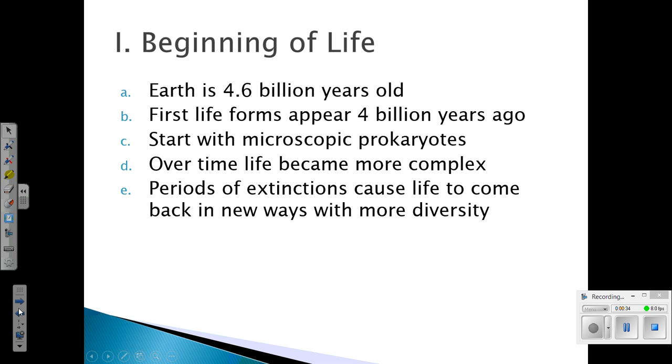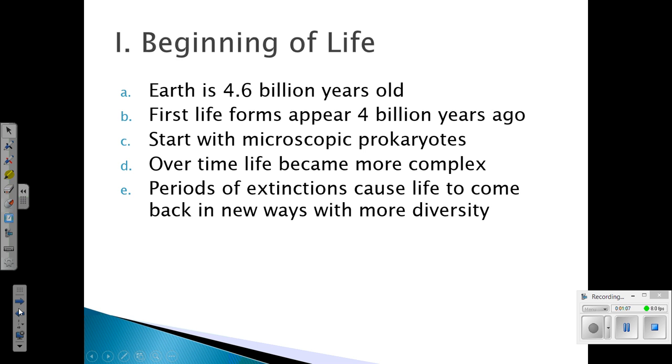Those first cells were all prokaryotes, which means they didn't have a nucleus, and they were very, very simple types of organisms. Over time, we find through our fossil evidence that life became much more complex. The cells developed a nucleus, they started developing organelles like the mitochondria, until life became so diverse that this is the Earth we know today.